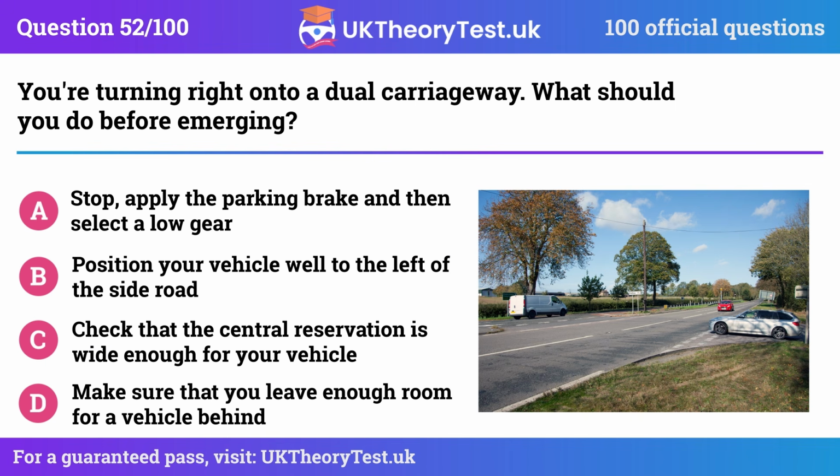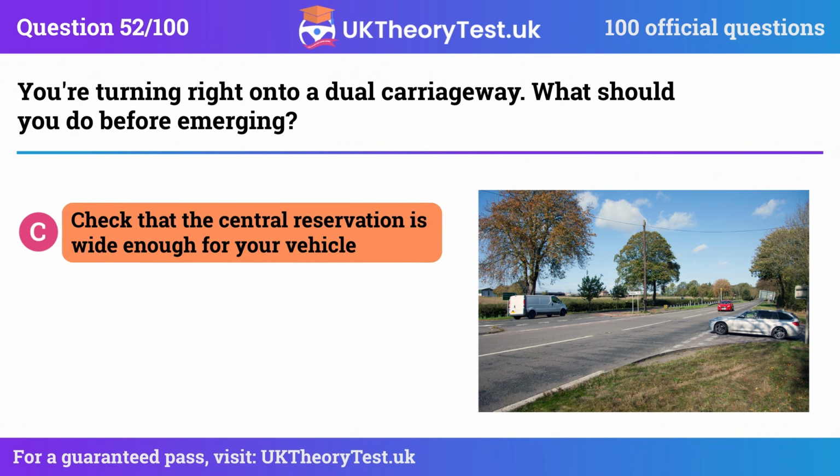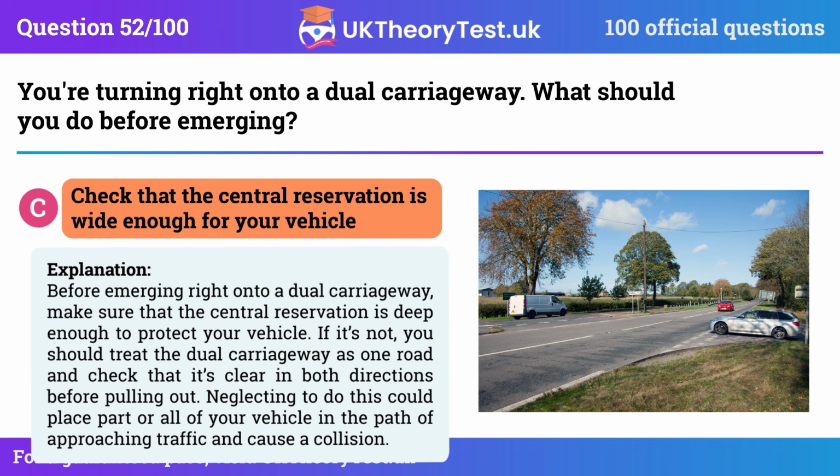The correct answer is C. Check that the central reservation is wide enough for your vehicle. Explanation. Before emerging right onto a dual carriageway, make sure that the central reservation is deep enough to protect your vehicle. If it's not, you should treat the dual carriageway as one road and check that it's clear in both directions before pulling out. Neglecting to do this could place part or all of your vehicle in the path of approaching traffic and cause a collision.